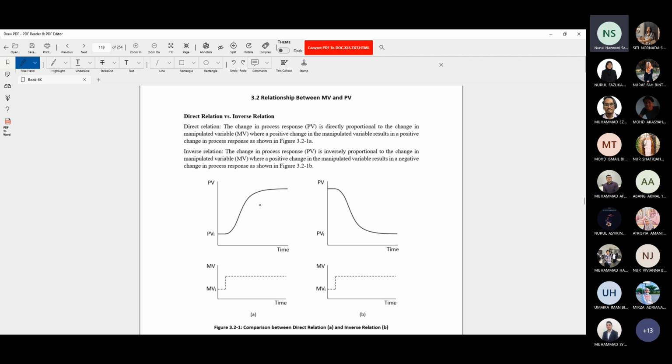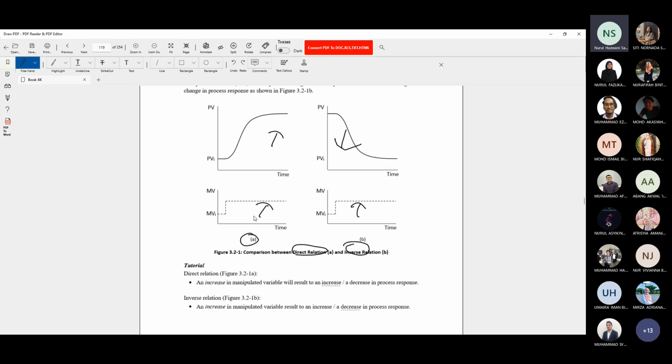If the MV is increased, for the A, MV increase, the PV also increase, both increase, that means direct relation. So this one is direct relation. If MV is increased but the PV is decreased, so this one is inverse relation. Increase yang ni, decrease PV. Boleh faham?